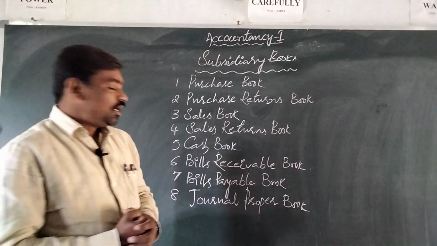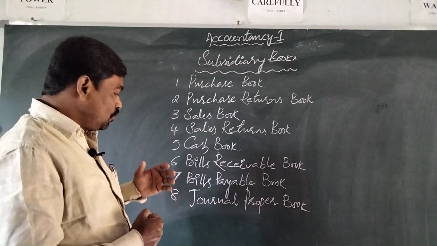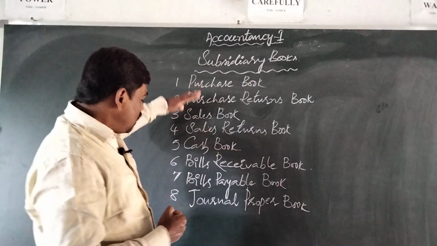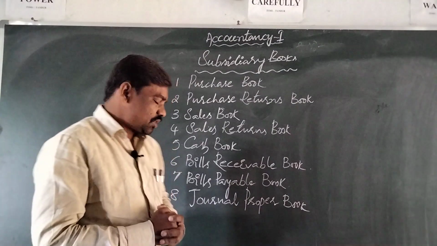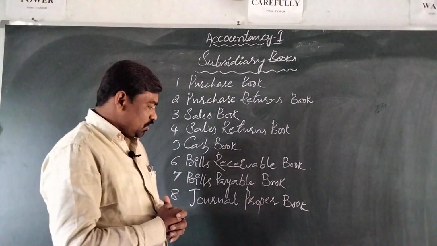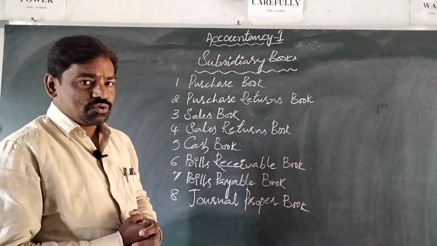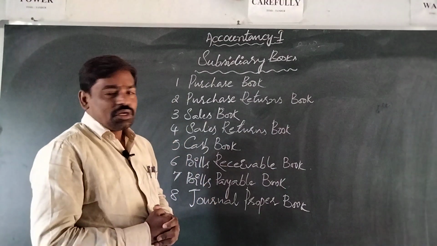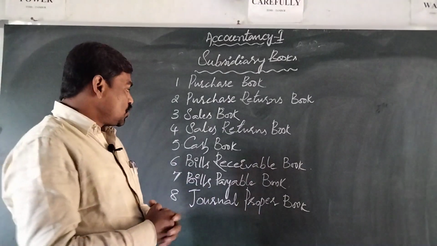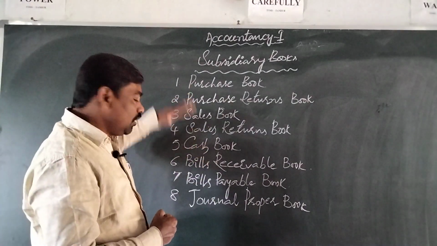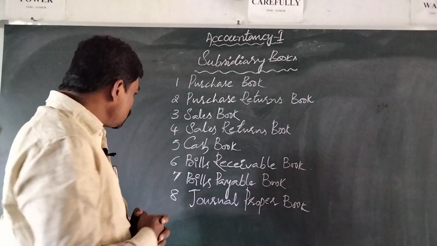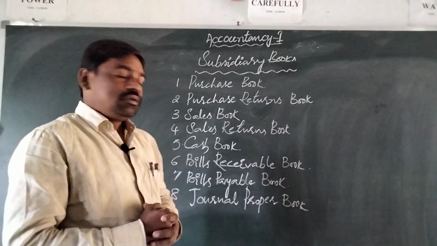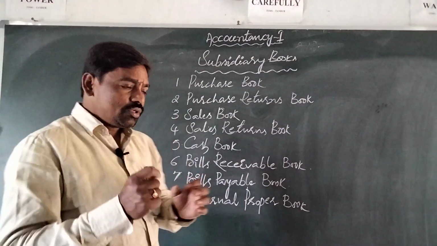And journal proper is the book which we use to record all the transactions which we can't record in the above 7 books. Okay, so it is the journal proper. In this journal proper book we can record opening entries, closing entries, adjustment entries, and rectification entries, and other transactions which we can't write in the remaining subsidiary books. Okay, so these are the 8 subsidiary books, and you have to note this.